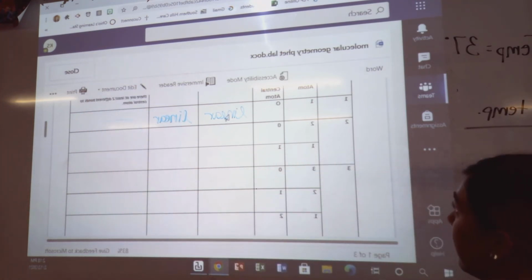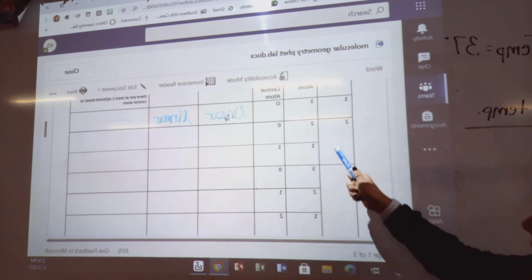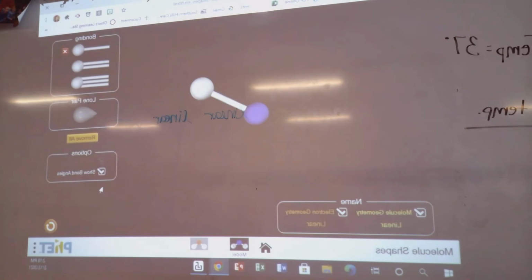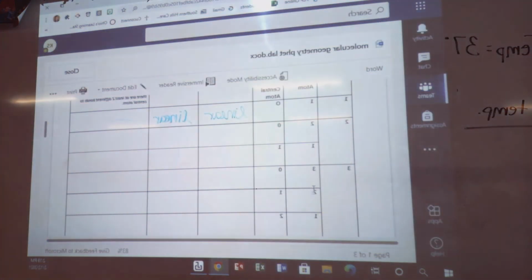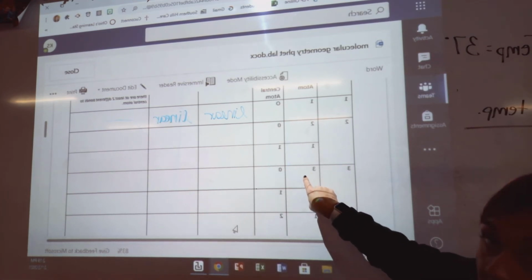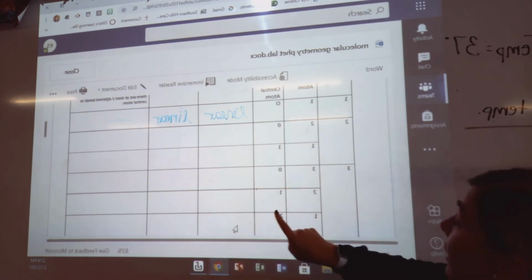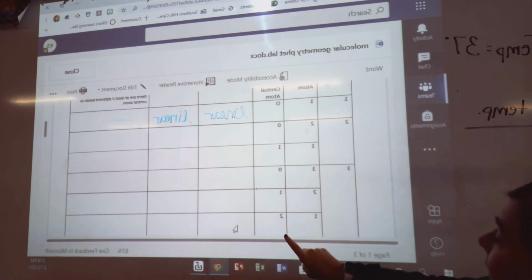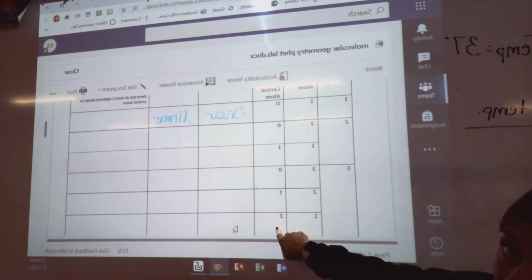Okay, I'm going to do another one. I'm going to actually skip down to number 3 because number 3 is where they get a little tricky. So I'm going to go to my thing and remove everything. Keep clicking the wrong way. And if you see, number 3 has 3 sections. The first one says 3 bonds, 0 lone pairs. The next one says 2 bonds, 1 lone pair. And last is 1 bond, 2 lone pairs. So we're going to build these.